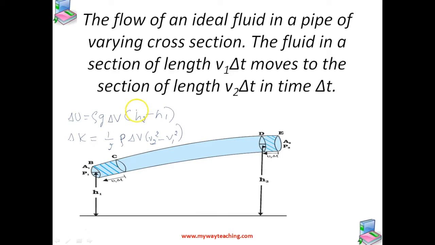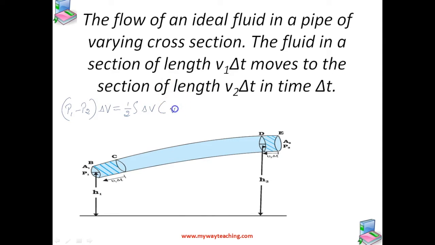We can employ the work energy theorem to this volume of fluid, and this yields the result: P1 minus P2 into delta V is equal to 1 by 2 rho delta V into (V2 square minus V1 square) plus rho g delta V (H2 minus H1). This is by the work energy theorem.